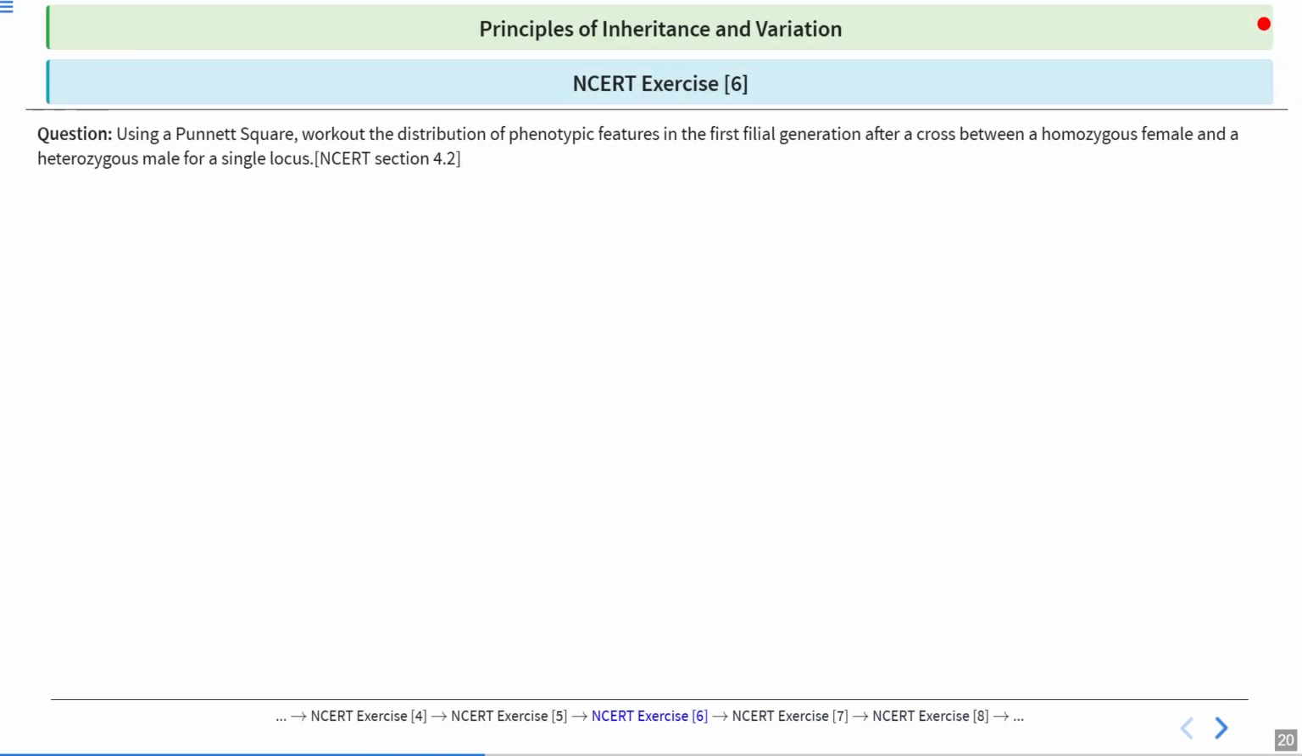The next question: using a Punnett square, work out the distribution of phenotypic features in the first filial generation, meaning the F1 generation, after a cross between a homozygous female and a heterozygous male for a single locus. So the female is homozygous, and the male is heterozygous for a single locus. It means it is a monohybrid cross. So what will be the correct answer here? Let's have a look at the answer.